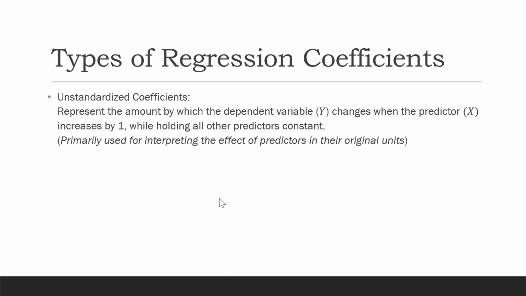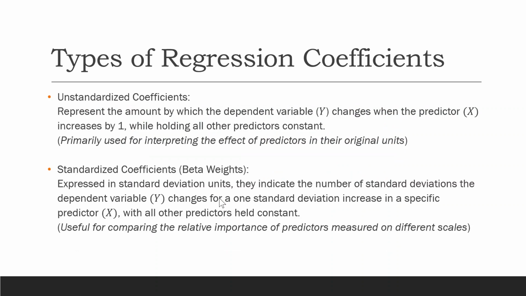But that's unstandardized coefficients. When we look at standardized coefficients, some people call these beta weights. They're expressed in standard deviation units, all right? So there's a way to standardize. Since our original variables are not in the same units, if we want to compare the importance of our predictors, which one has more of an effect on our outcome variable, we compare the absolute value of those beta weights.